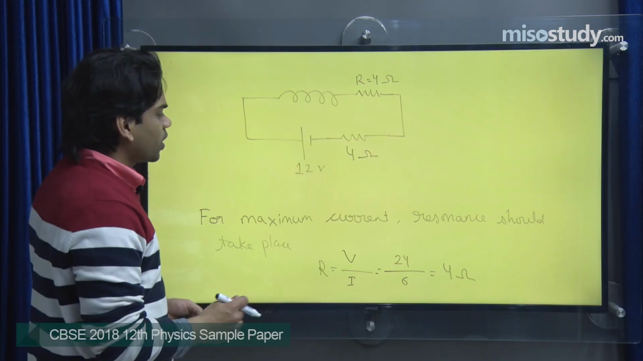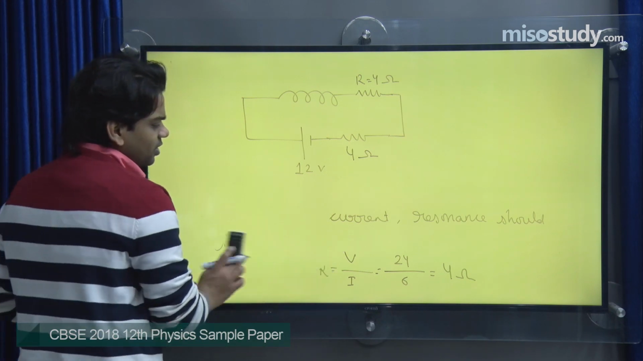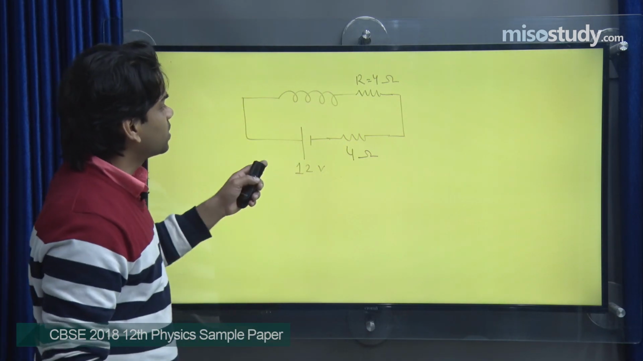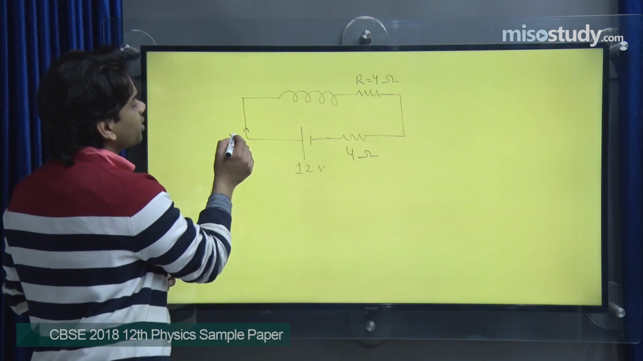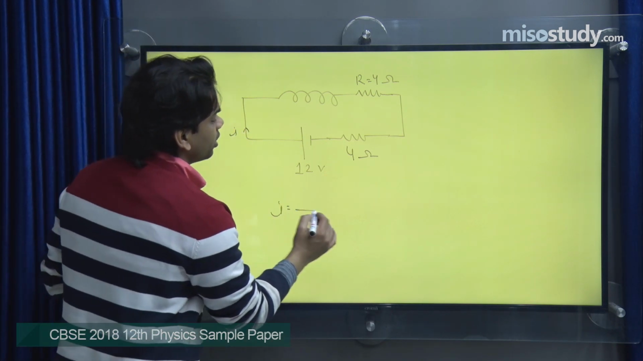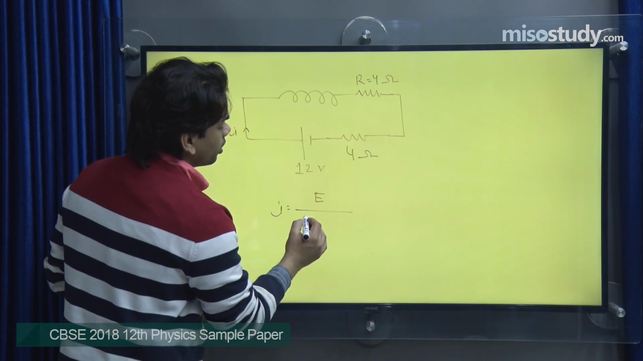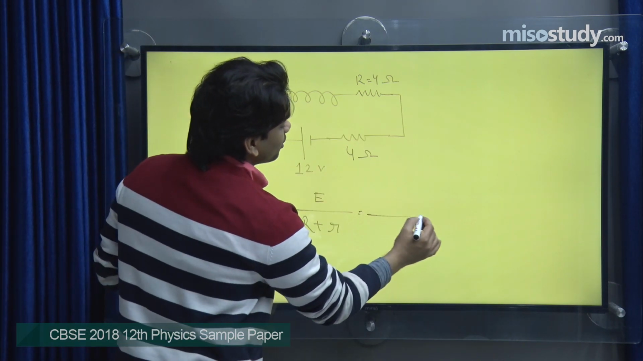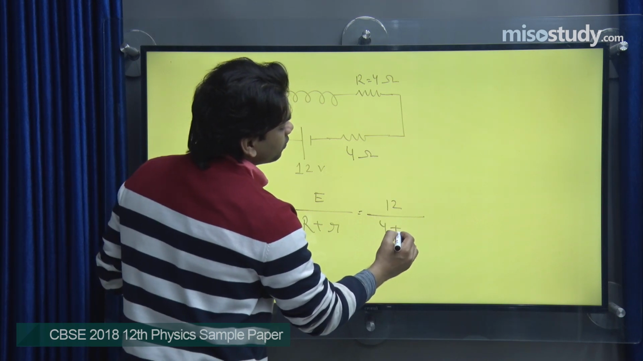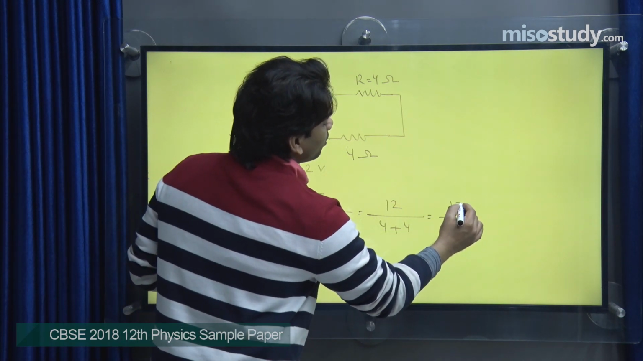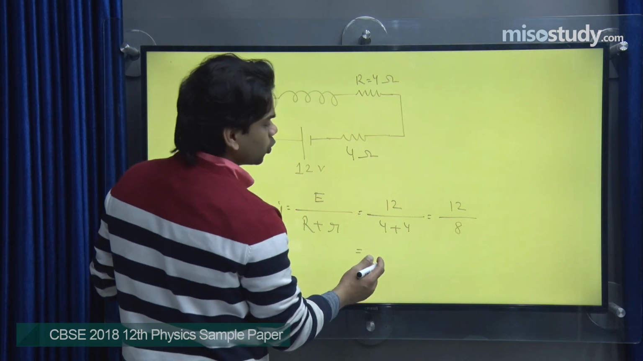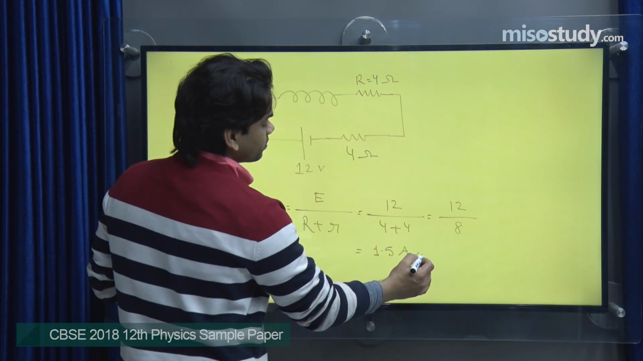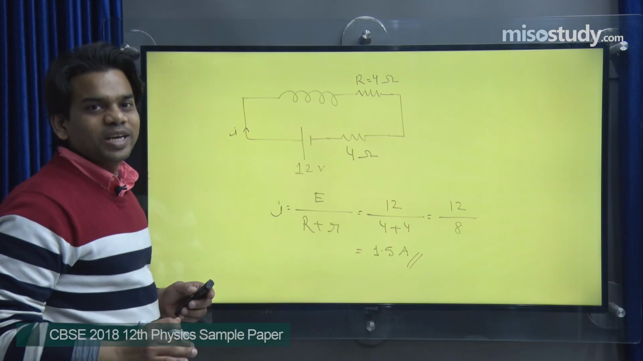Now the current through the circuit is very easy. We have a simple circuit. The current will come out to be the EMF of the cell upon the net resistance, this R plus this small r, that is 12 divided by 4 plus 4, that is equal to 12 by 8, that comes out to be 3 by 2 or 1.5 ampere. So simple it is to calculate.